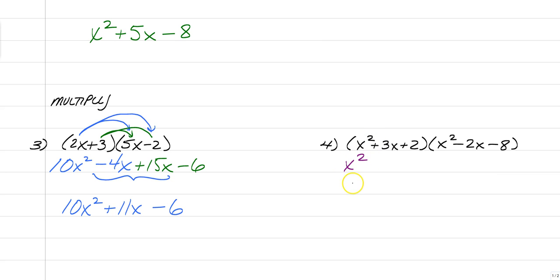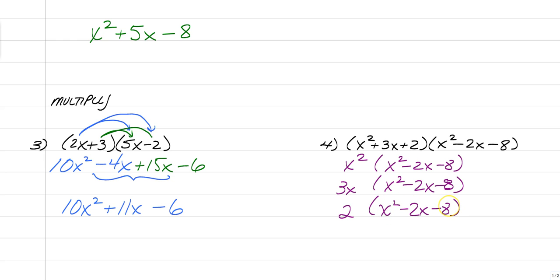You take your first term, and then you take your second term, and your last term of the first group, and you distribute all of them into the same second term. So x squared minus 2x minus 8. And you just do the same equation 3 times. And then you distribute them all. So this one would give you x to the 4th minus 2x cubed minus 8x squared.